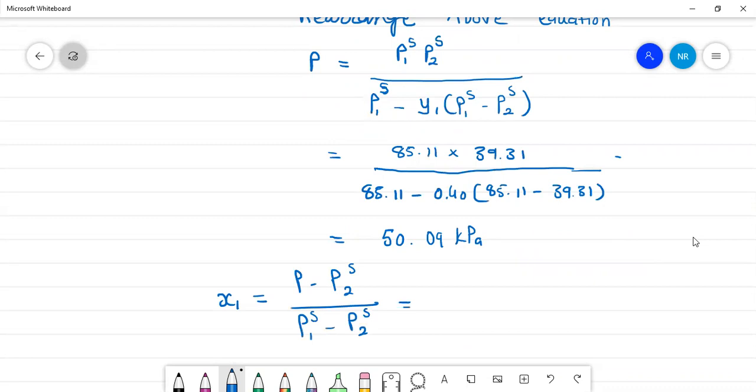So if I calculate all the values, 50.09, or we take 50, minus 39.31, divided by 85.11 minus 39.31. Can you give me the answer for the mole fraction x1?